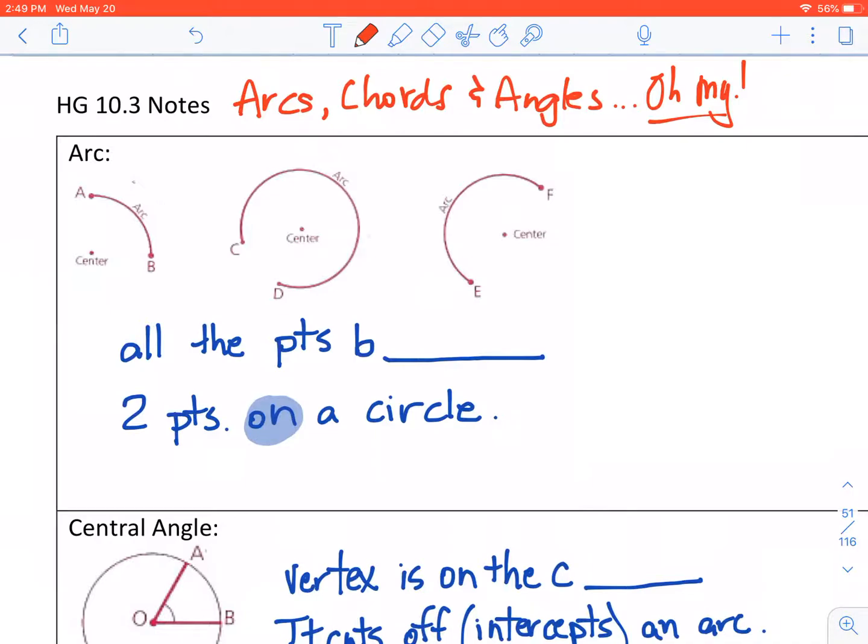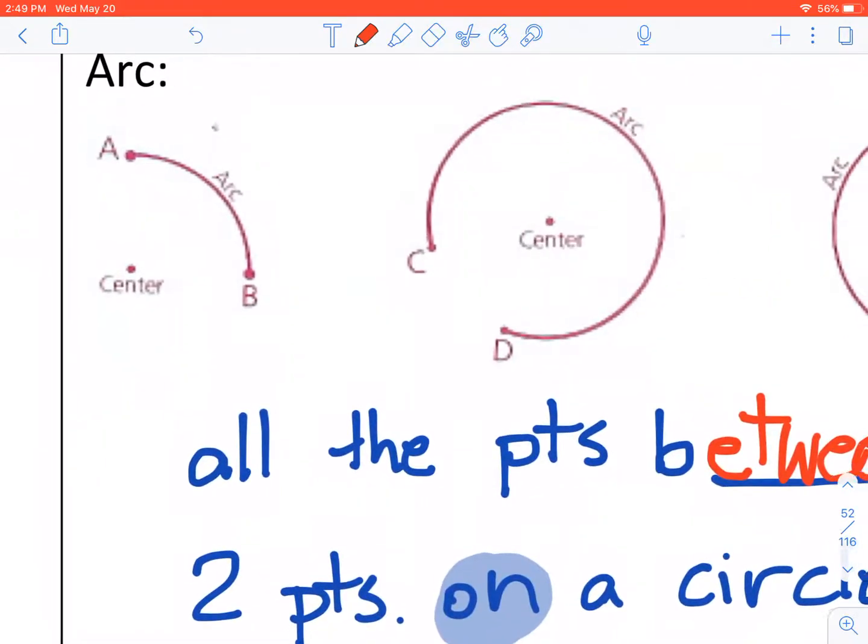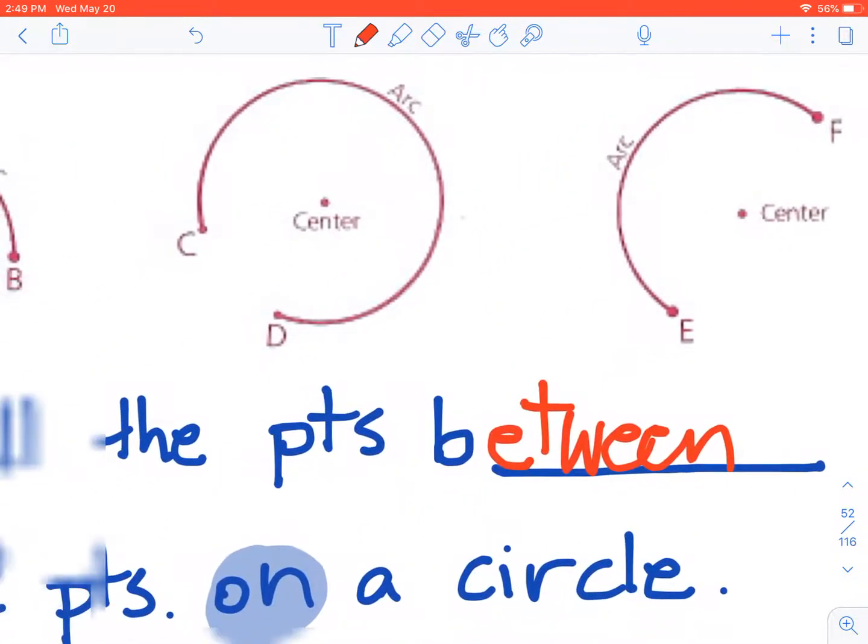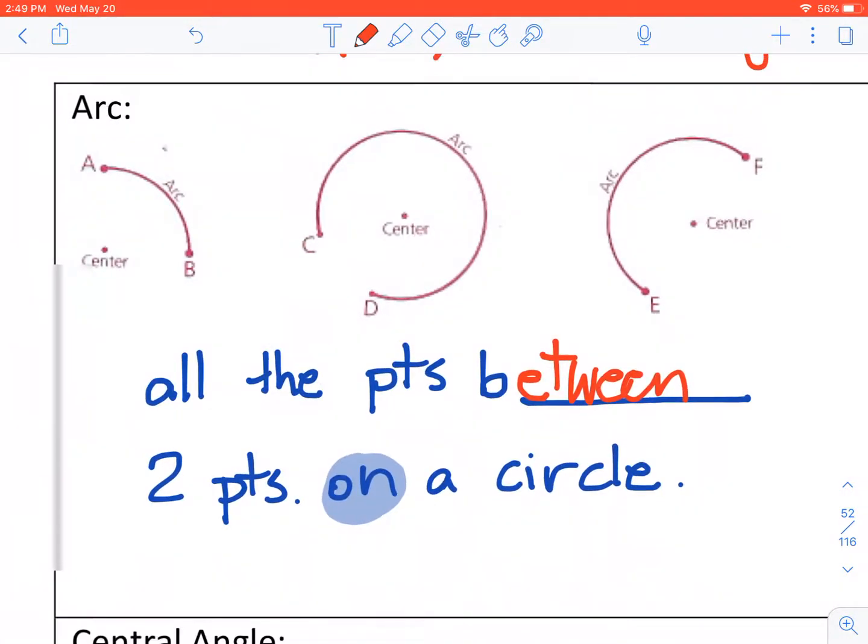We have, first of all, to define what is an arc. An arc can be thought of as a part of a circle. The official definition is all the points that are between 2 points on a circle. So there you have 3 examples of arcs, yes? Now, if you'll notice, you could go either direction when you go between the 2 points. So we need further definition of which one is the arc that we're referencing. Hold on to your pants. That's coming up in just a moment.